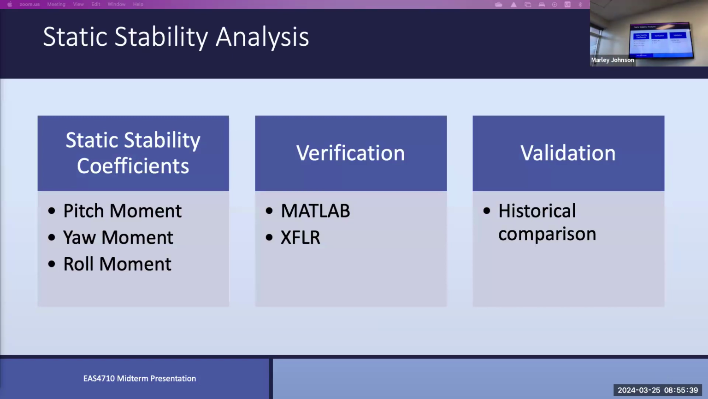So before our first test flight, we wanted to gauge the flight characteristics of our aircraft. So we performed a static and dynamic stability analysis. Starting with the static, our goal was to get the three coefficients: roll, pitch, and yaw moment. And as any good CFD or simulation group would do, we started by running an XFLR simulation to get our three coefficients, but we also made a MATLAB script to help verify those values and make sure that there were no issues in our XFLR simulation.